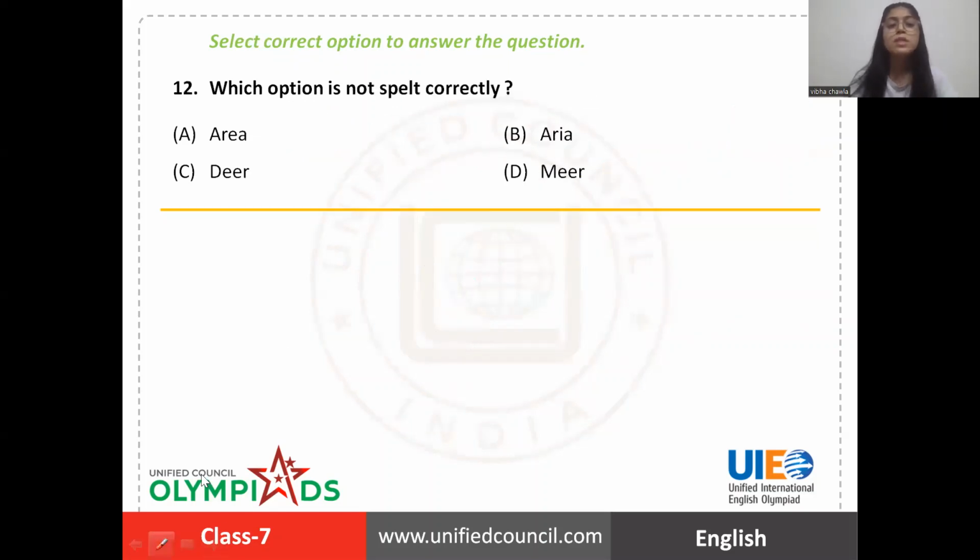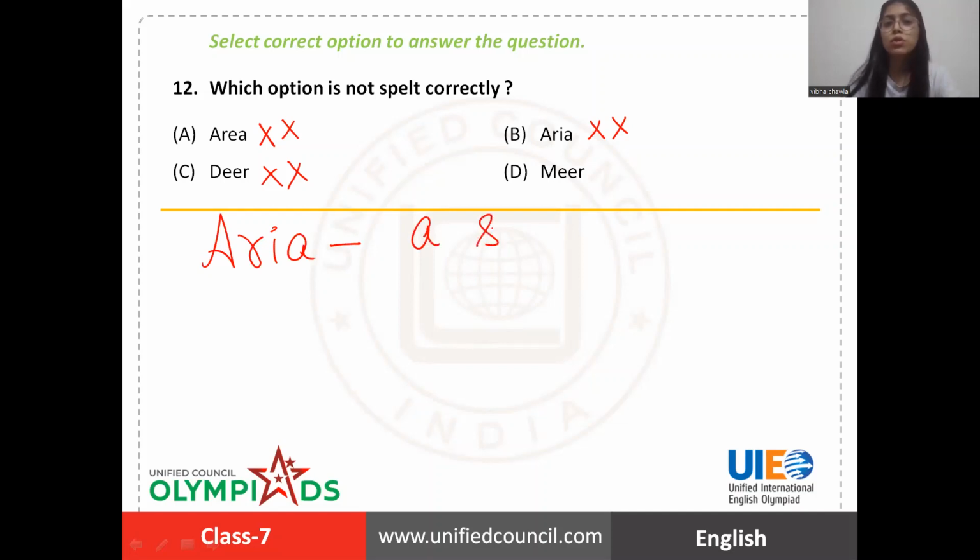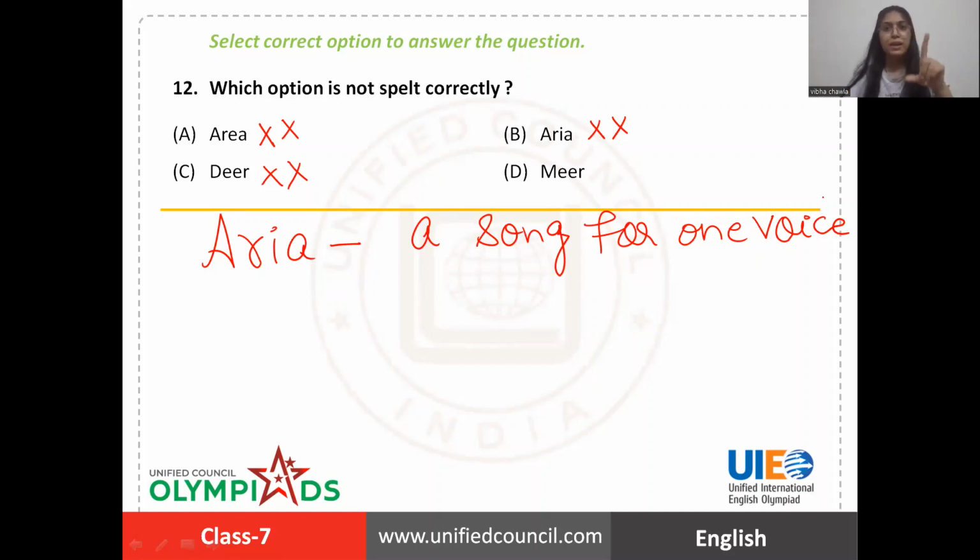Okay, next question is from spellings now. Which option is not spelled correctly? Area, aria, dear, mere. So let's see. This option, I think everyone knows, is correct. This one also. Area, dear, correct, no doubt. Now some of you must be wondering this one is incorrect. But no, this is also spelled correctly. There is a word like aria. An aria is a song for one voice, especially in opera, right? So it's not the incorrect one. It's the correct spelling, aria.